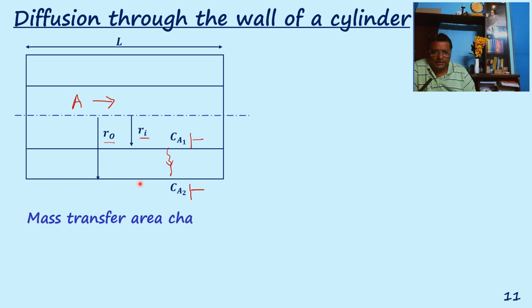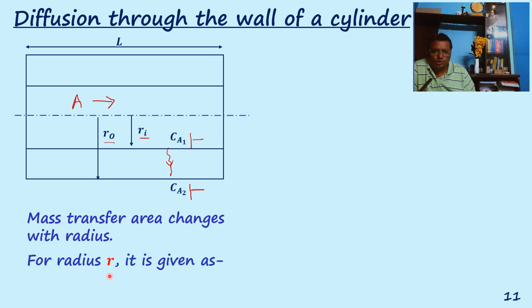Okay, so let us move ahead. Now, in this particular case, as the diffusion occurs, the mass transfer area that is available is going to change with radius. So mass transfer area will be the surface area, and as you move from the inner surface to the outer surface, the radius will change from inner radius to outer radius, and accordingly the area through which diffusion is going to occur is going to change. So that's why we are saying mass transfer area changes with radius.